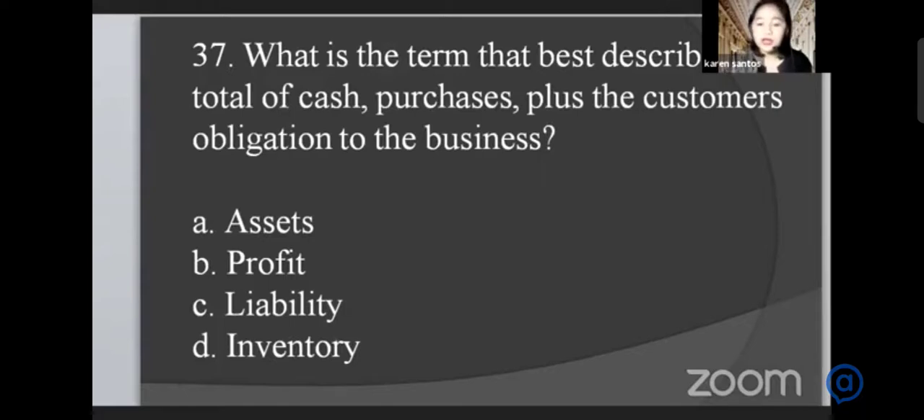So the next question is, what is the term that best describes the total of cash, purchases, plus the customers' obligation to the business? A, assets. B, profit. C, liability. D, inventory.